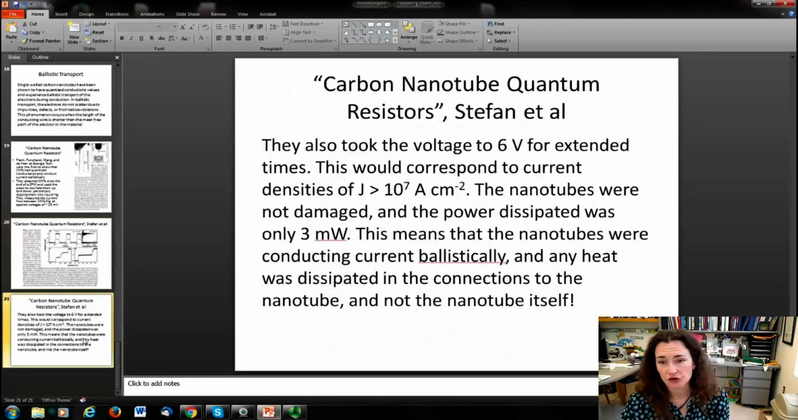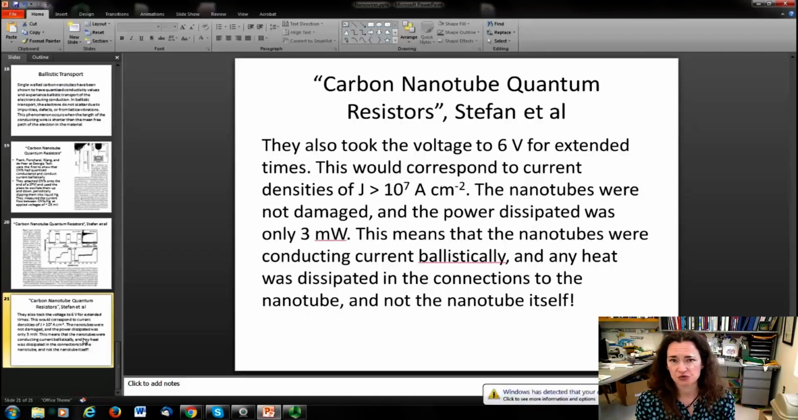Now they also took the voltage to 6 volts, which is very high when you're only applying it to a few nanotubes, right? Remember that for most of the time their voltages were in the range of say 10 to 50 millivolts. So if you take it to 6 volts, then you're really applying some voltage and you're getting high current densities through those nanotubes, okay? In fact, the current densities that they were getting corresponded to 10 to the 7th amps per square centimeter, which is really high. Superconductors, for example, have current densities of 10 to the 5th. So this is 2 orders of magnitude larger current density than you get out of some superconductors, right?